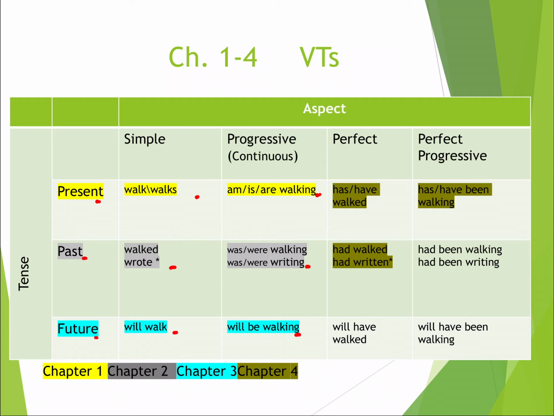Chapter 4, in the olive green color, is about the perfect verb tenses. They're a bit more complicated. We'll also look at forming questions in chapter 5.